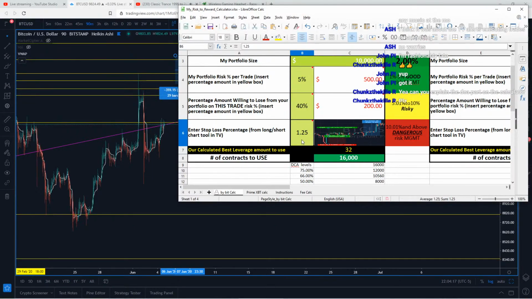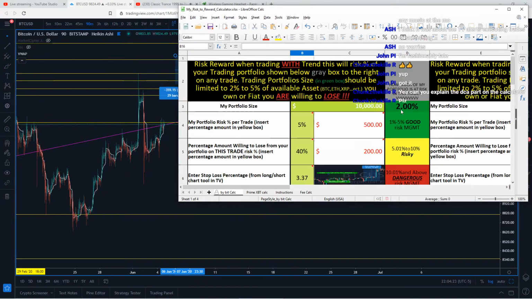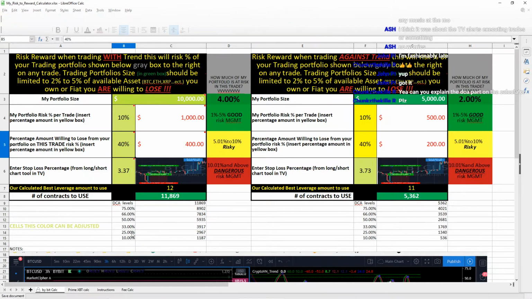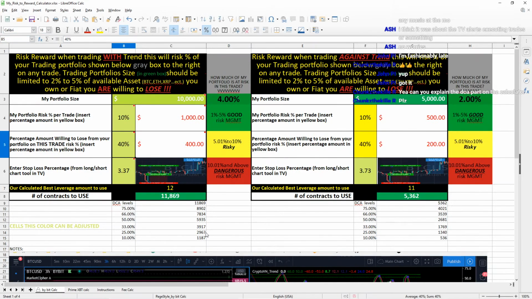Go to your calculator. Put in 3.37. All right. And 3.37 at 2% risk, or whatever risk that you decide you want to use. Now, even if you wanted to use 4% risk, would be 12x at 11,869 contracts. It was 4 trades, so you would use the 25% levels right here. So each one of those levels, you would use 2,967 contracts in order to equal this number.